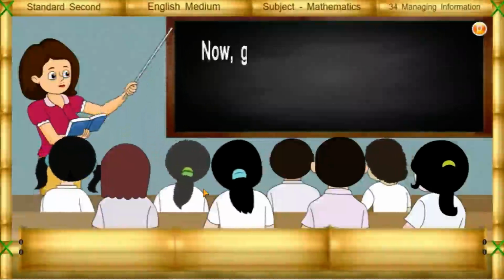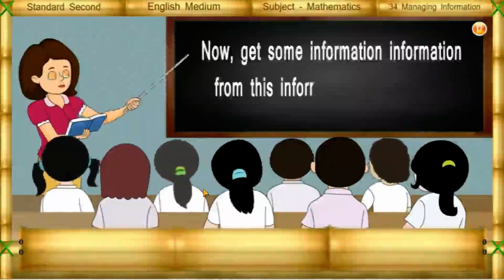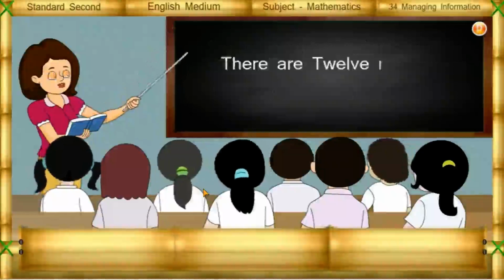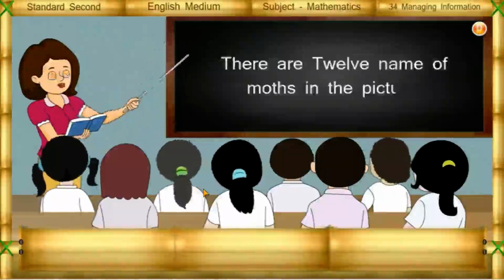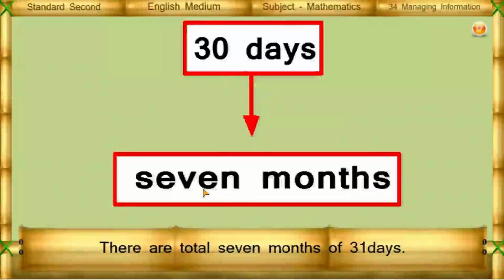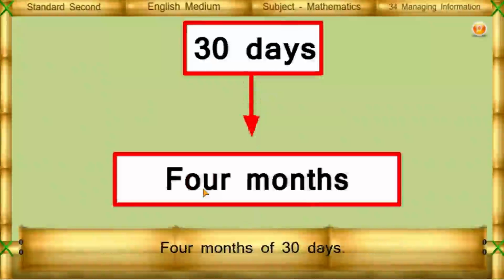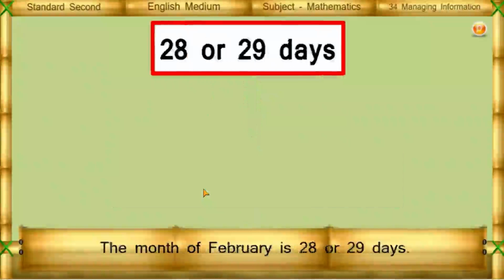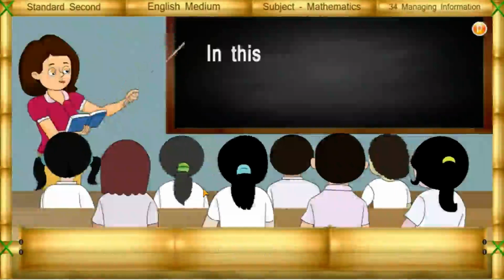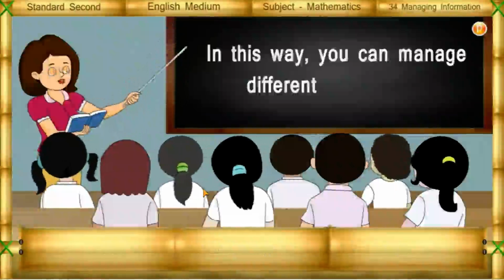Now, get some information from the information management. There are 12 names of months in the picture. There are total 7 months of 31 days, 4 months of 30 days. The month of February is 28 or 29 days. In this way, you can manage different information.